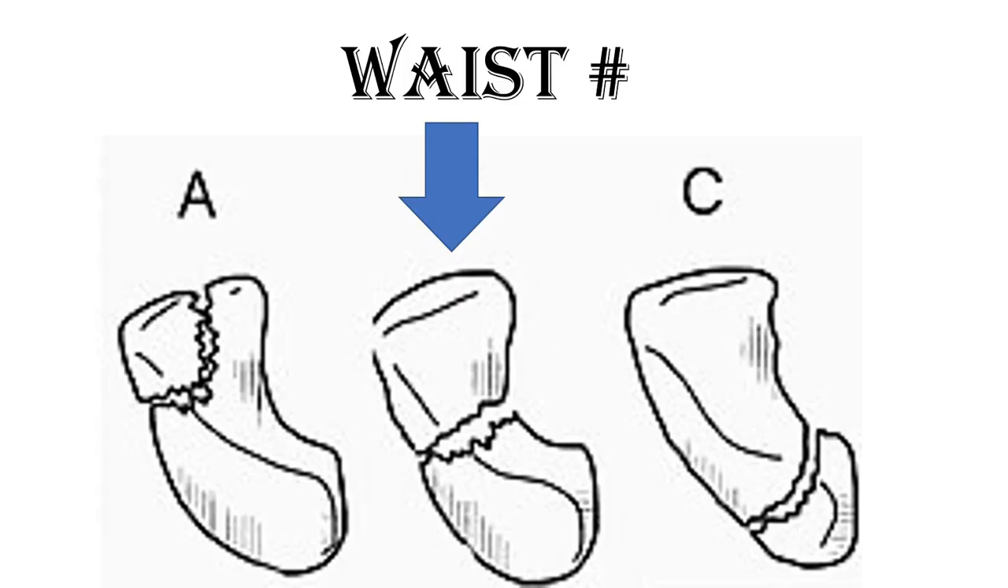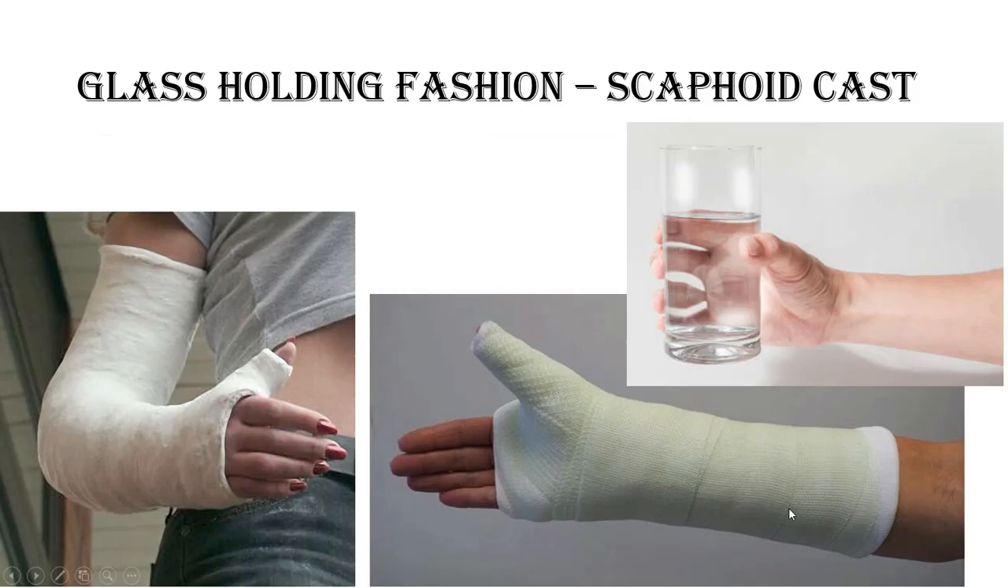Now there are many types of scaphoid fracture, but three are very common. One is the distal pole, one is the waist fracture, which is the most common, 70 to 80% of cases, and one is the proximal pole fracture. Now the treatment protocol for any suspected case of scaphoid fracture must be splintage or a scaphoid cast. This scaphoid cast must be done in a glass-holding fashion.